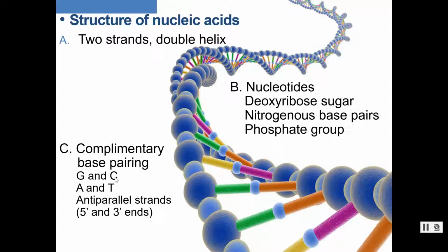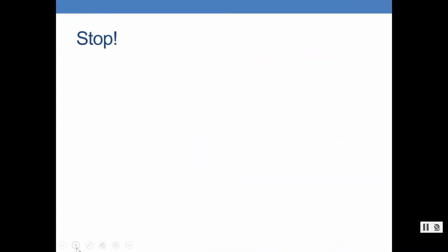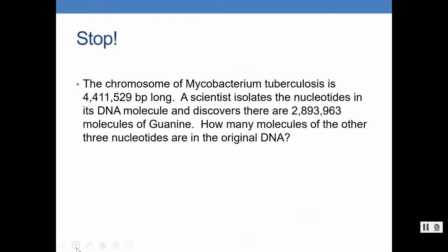How do you remember that? I've heard students tell me cars in the garage, apples on the trees, whatever helps you to remember that G's and C's always pair and A's and T's always pair. All right, we're going to come back to this anti-parallel strands. We know it's made up of 2 strands, but we'll come back to the anti-parallel part in the future. The next thing I want you to do is to actually work through this problem.